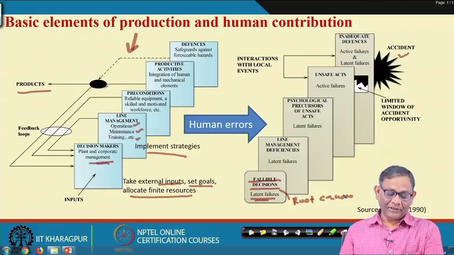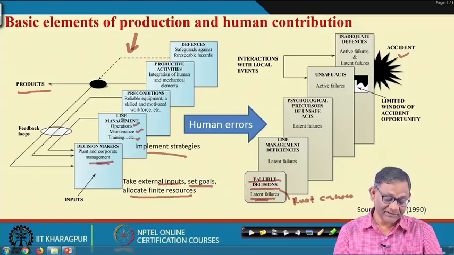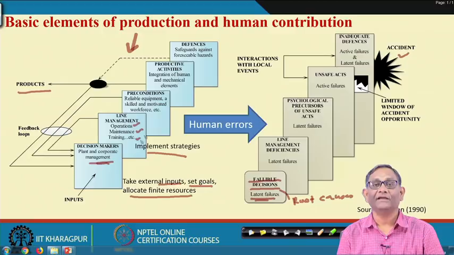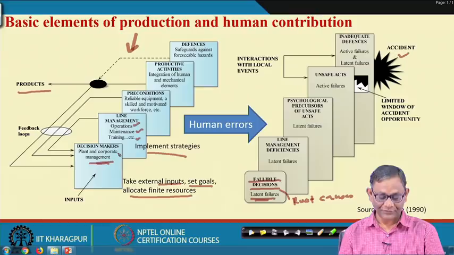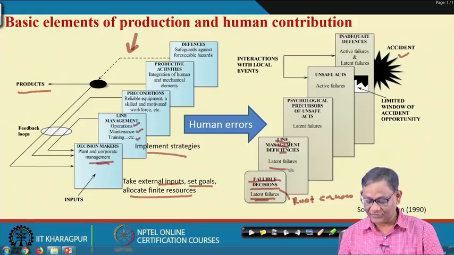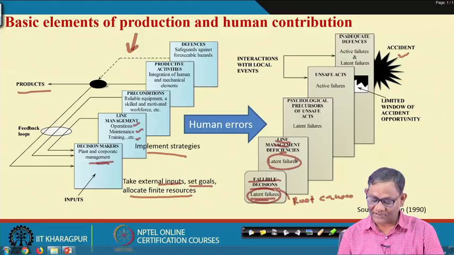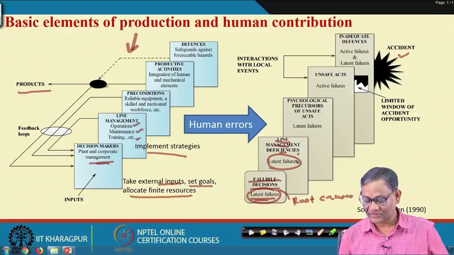Now, these decisions also enhance the error or the failures in the line management. Again, line management may introduce some more failures. So, these are basically line management deficiencies. So, this is also a latent failure. So there are definitely some latent failures here because of the fallible decisions, and some may be added, but traditionally we say this is the root cause, and this is the intermediate cause.